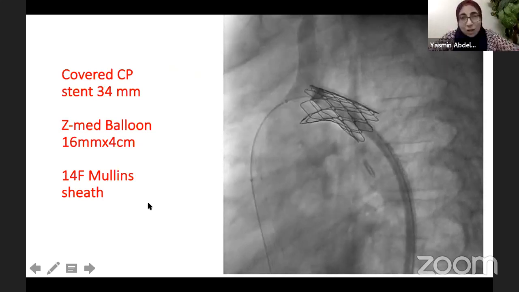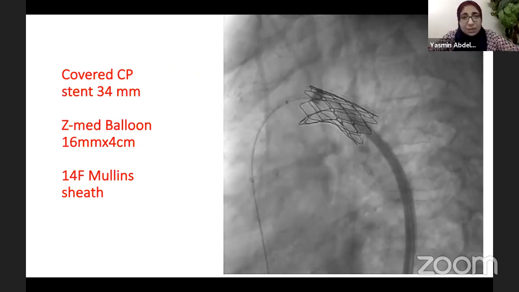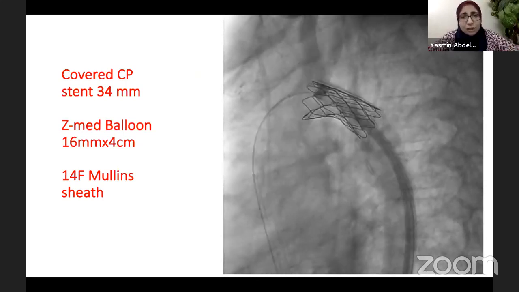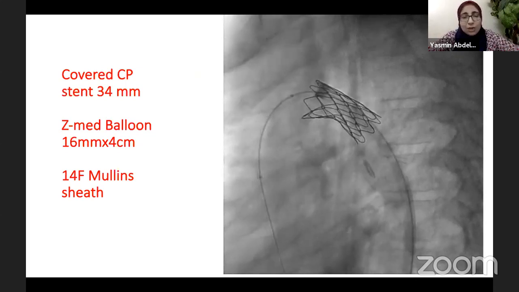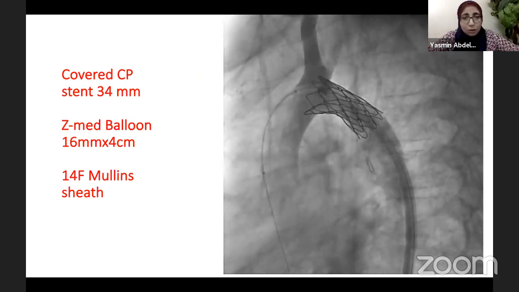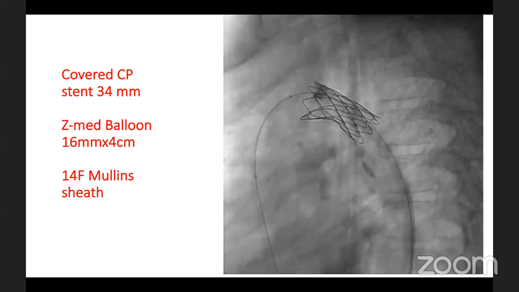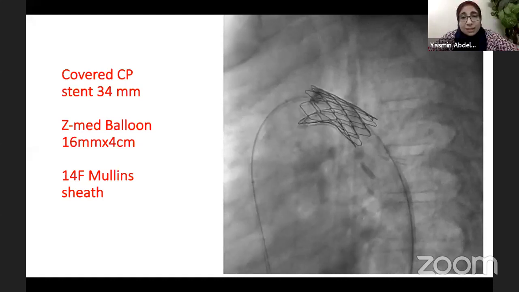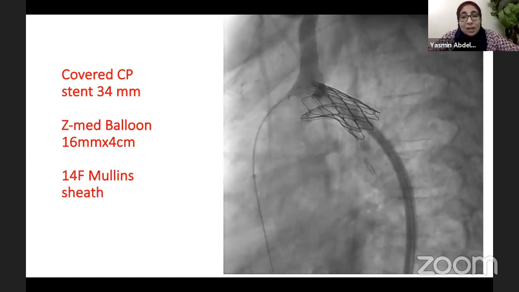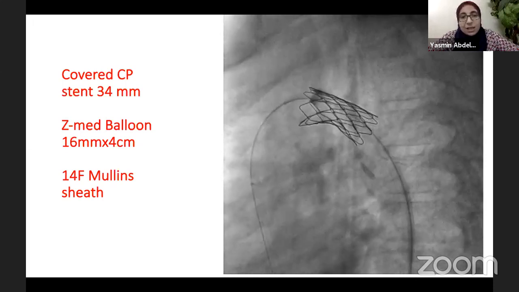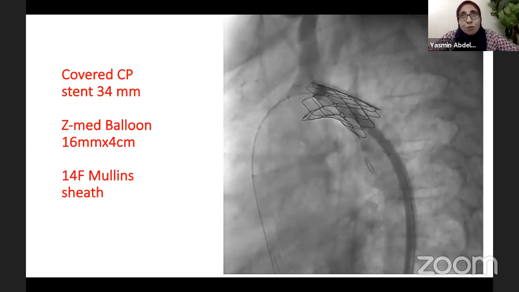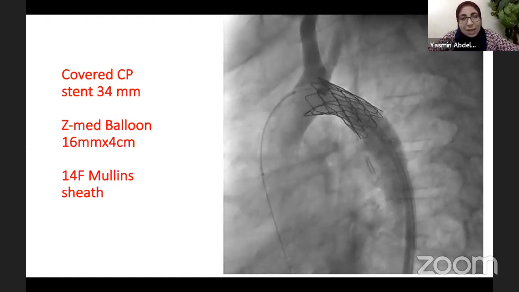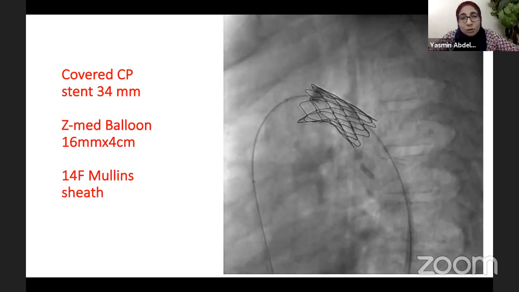Thank God he had a nicely placed covered stent. In these patients, we prefer to use a covered stent due to the high risk of dissection or aneurysm formation of a previously repaired coarctation. What do you mean by covered stent, Yasmin? A covered stent has a polytetrafluoroethylene cover. It's not open cell. It acts like reinforcement to the wall of the aorta. It may heal any dissections that may happen during deployment of the stent.